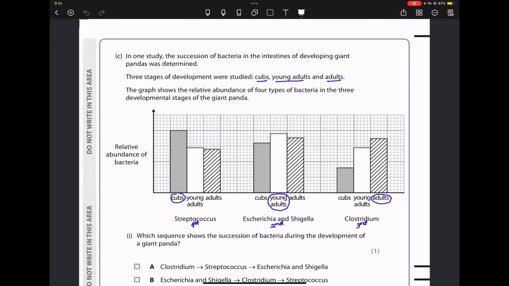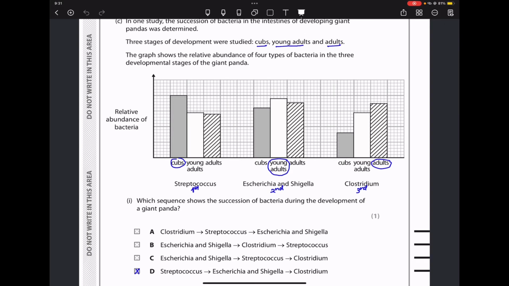In part C, in one study, the succession of bacteria in the intestine of developing giant pandas was determined. 3 stages of the development were studied. They are cubs, young adults, as well as adults. The graph shows the relative abundance of 4 types of bacteria in 3 developmental stages of the giant panda. So here we have Streptococcus, which is one type of bacteria. We have Escherichia and Shigella, which is the second type. And then we have Clostridium, which is the third type.